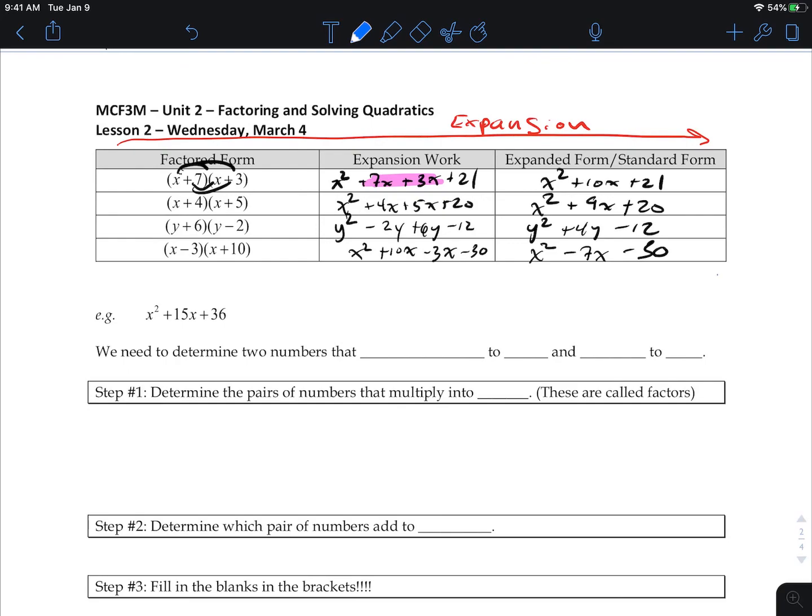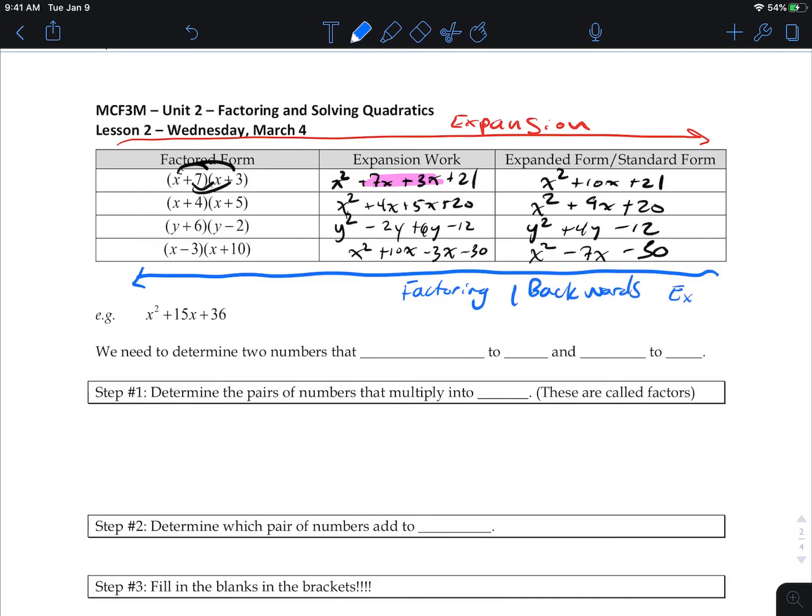And then what would this process be called then? Factoring. Did you say backwards expand? Backwards expanding. Factoring. Oh, okay. Backwards expand. He keeps making it easier for you.